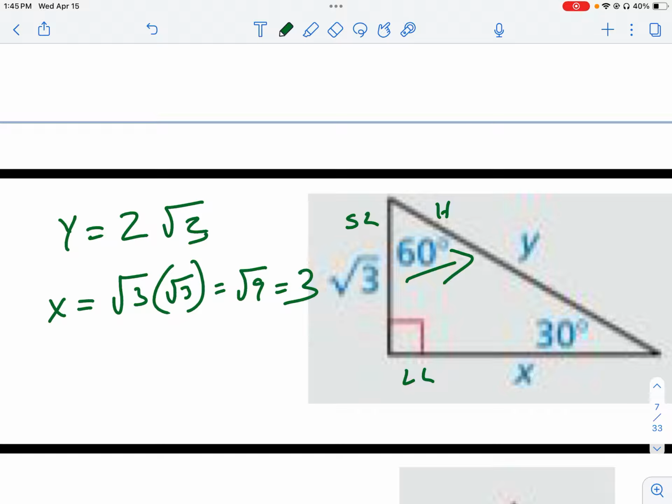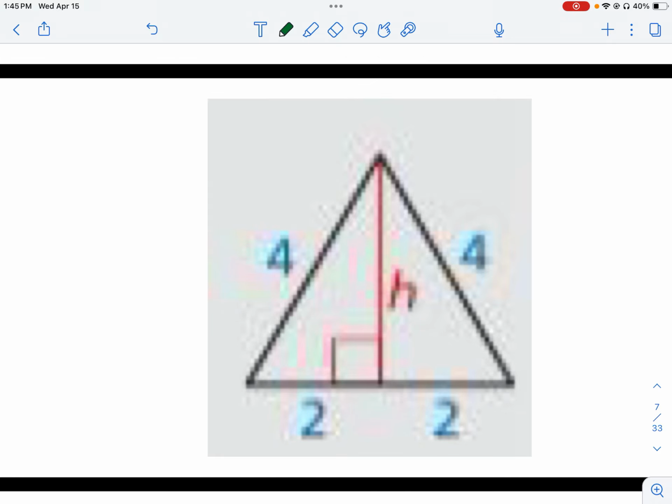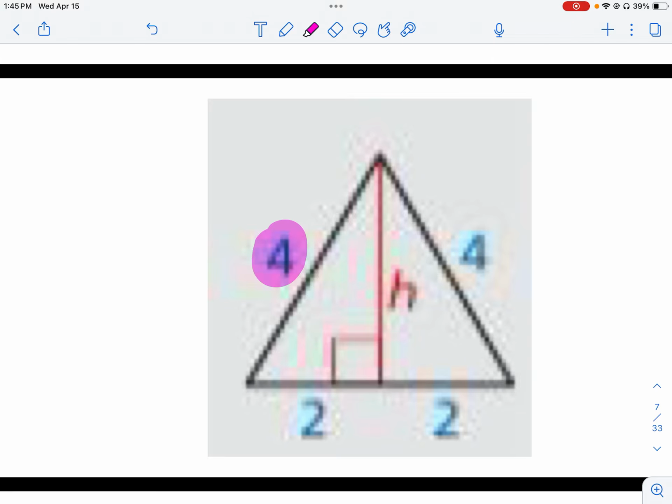How'd you do? Great. So here we got to find the missing side, which is h, and this one we got to think about a little bit. So here we have 4, here we have 4, and here we have 4. So this is an equilateral triangle. And this is an altitude because it goes from a vertex to a side at a 90-degree angle, so we can measure the distance from the point to the side.